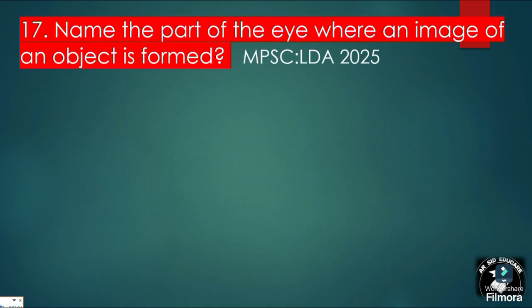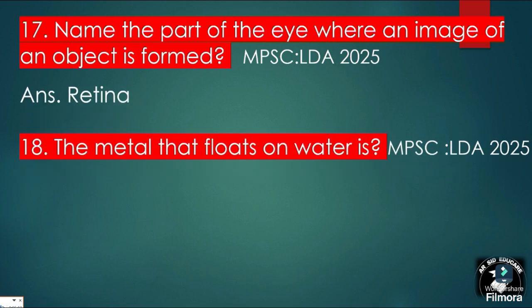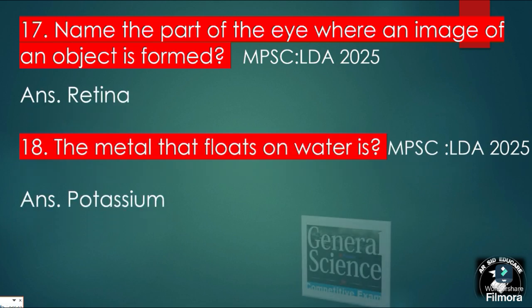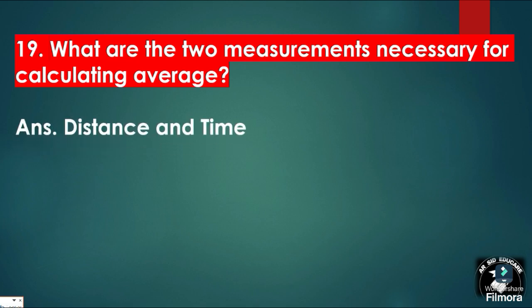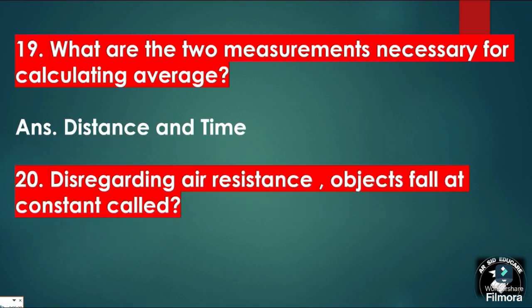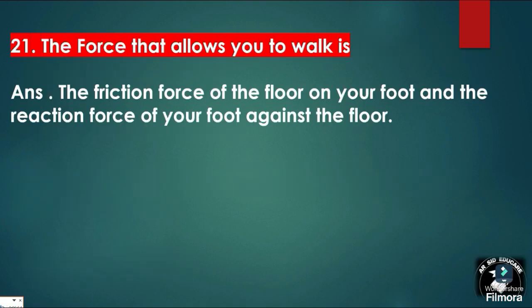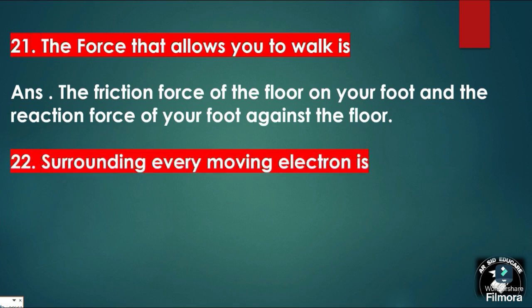Name the part of the eye where an image of an object is formed. Retina. The metal that floats on water is potassium. What are the two measurements necessary for calculating average speed? Distance and time. Disregarding air resistance, an object falls at constant acceleration. The force that allows you to walk is the friction force of the floor on your foot and the reaction force of your foot against the floor.